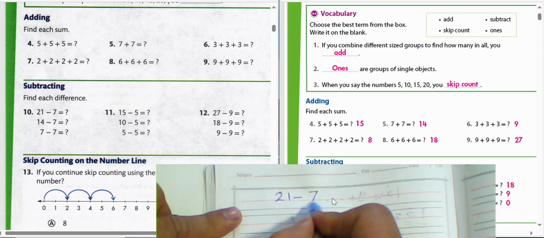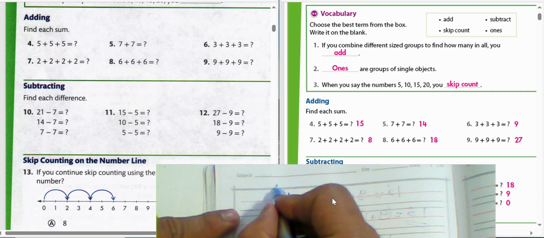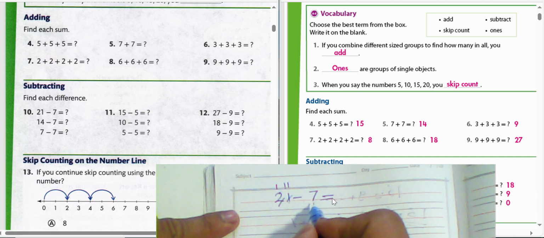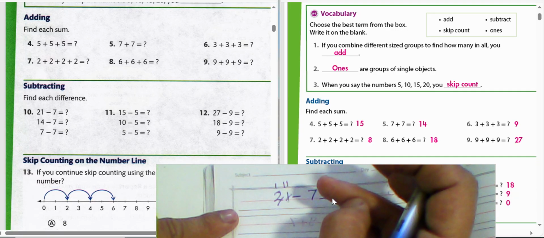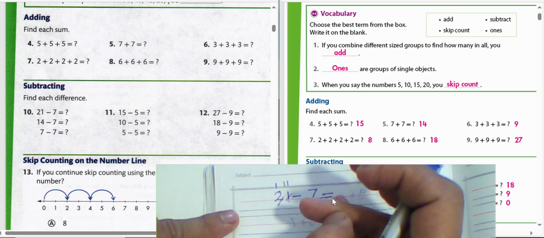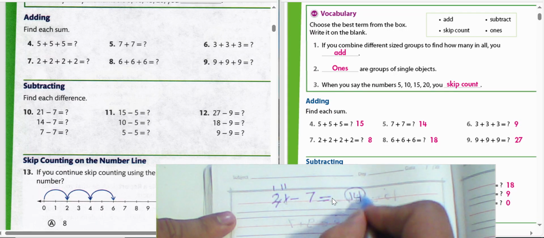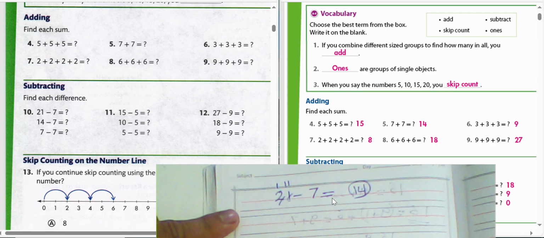21 subtract 7. 1 minus 7, we can't do it. So you must borrow 1 from the left-hand side. 2 will be 1 and 1 will be 11. 11 minus 7, just after 7: 8, 9, 10, 11. So the remainder will be 4 and then write 1. And the difference between them equals 14.